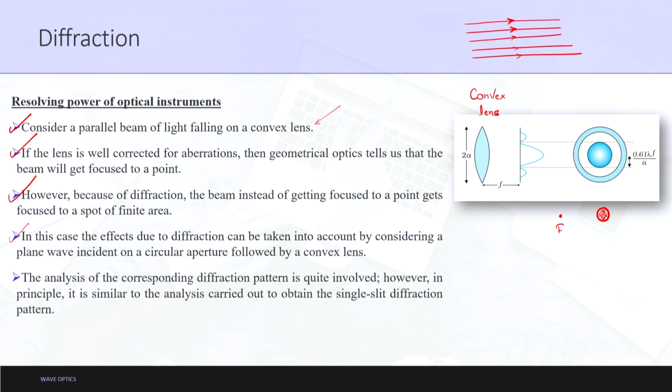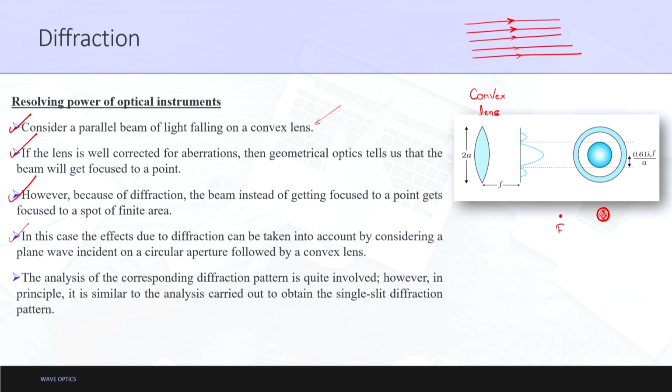So, if these plane waves are incident on a circular aperture followed by a convex lens, we can understand this phenomenon by taking the diffraction pattern into account. First of all, we take a circular aperture and then follow it by a convex lens.